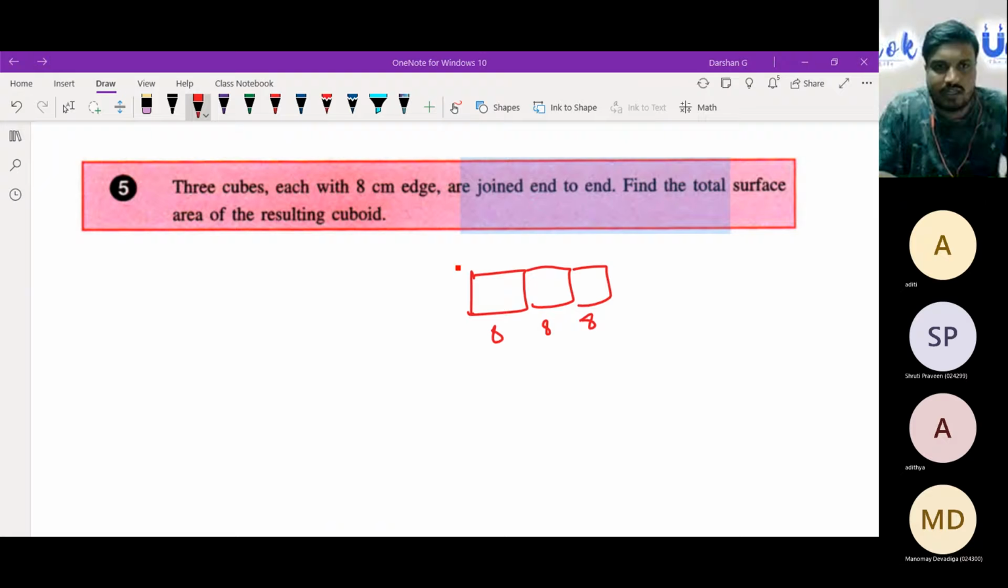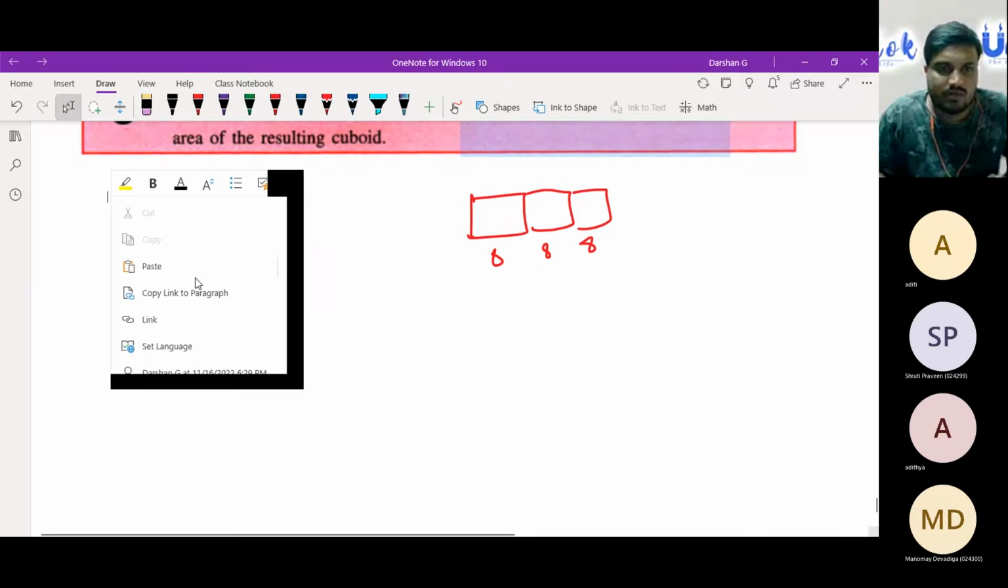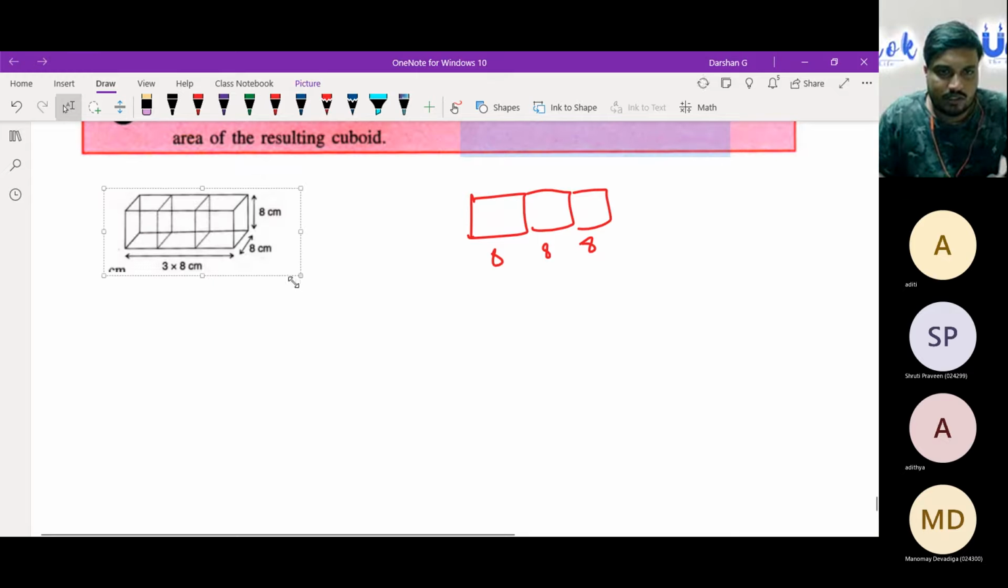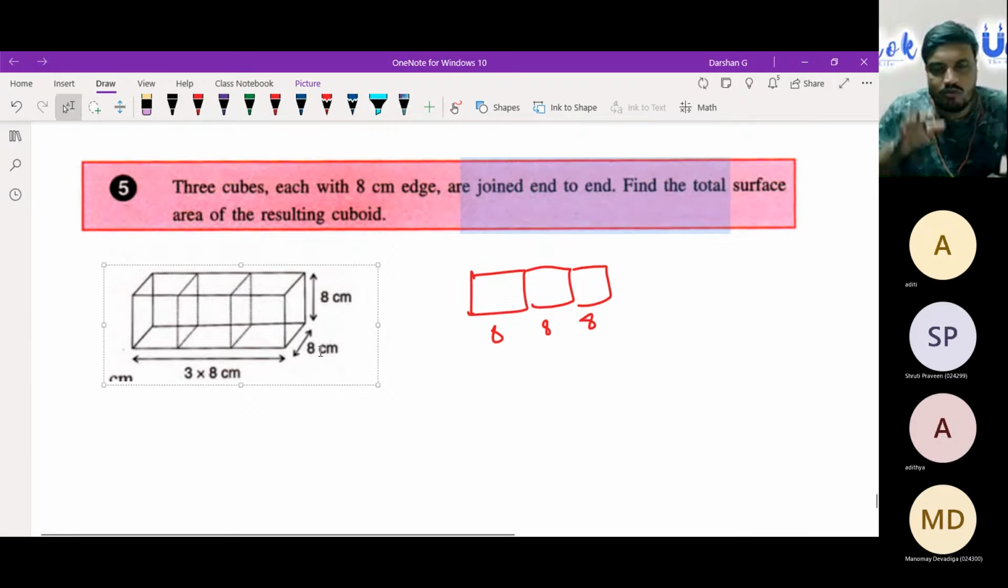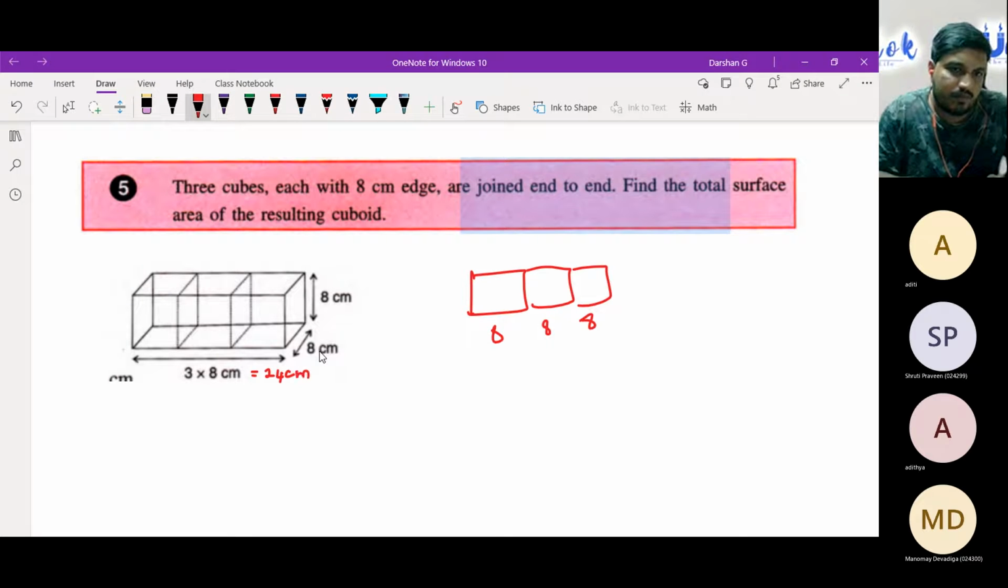Okay, I have a small diagram. That diagram I'll show. How does it look? If you get this diagram, I think you are done with this question. So it looks like this. Cube, cube, cube. Side is 8, 8. The complete length is 3 times 8, that is 24. That's it. So try and find the total surface area and let me know. I'll give you 2 more minutes to find this.